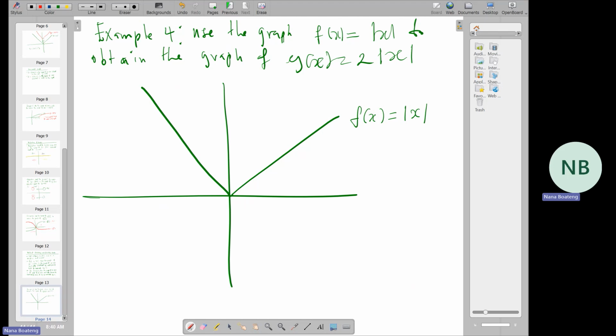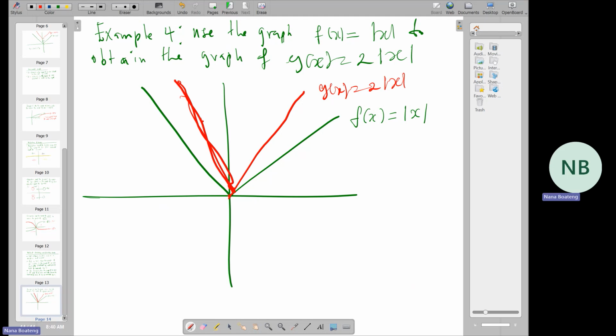And g of x will be a vertical stretching. So g of x will be stretched 2 units up. So this would be g of x equal to 2 times absolute value of x. This would be a vertical stretch because 2 is greater than 1. If it were less than 1, then it would have been a vertical shrink.